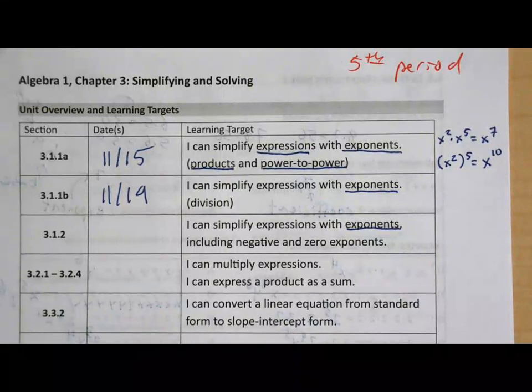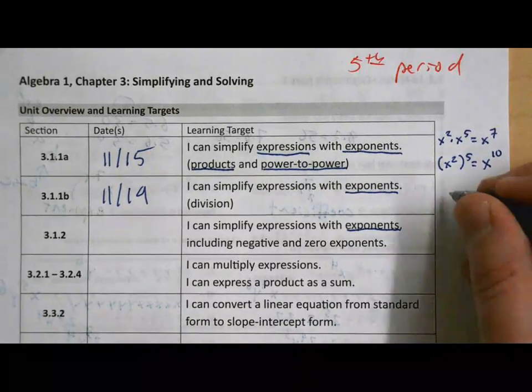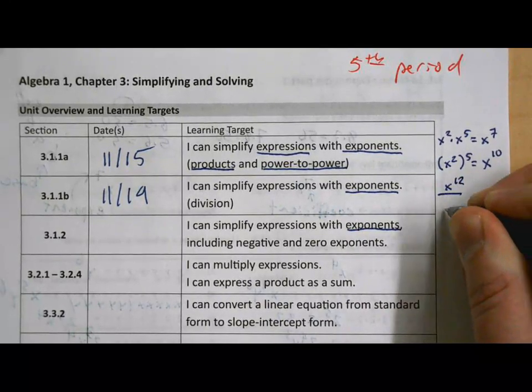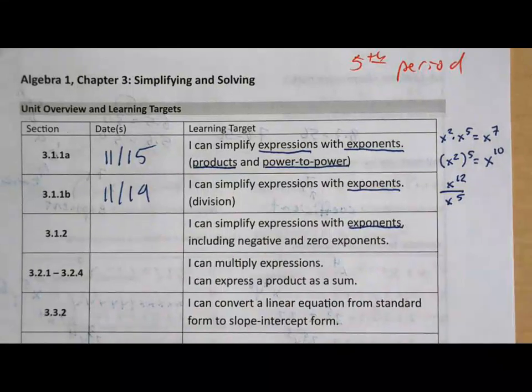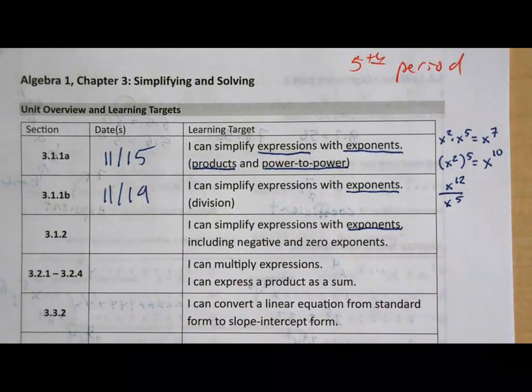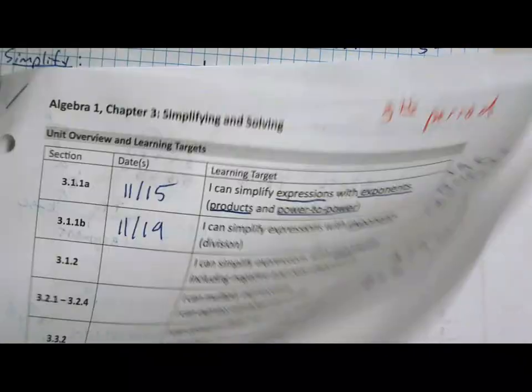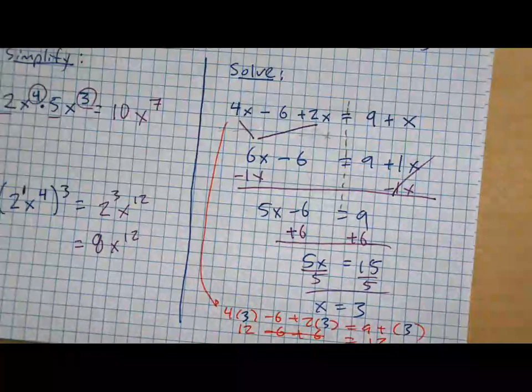Today we're going to be dealing with division. So what you're going to see today is we're going to have something like x to the 12th divided by x to the 5th. And we've got to be able to deal with stuff like that. We'll come back and write down our answer to this in a minute. Let's go ahead and flip to our next page.